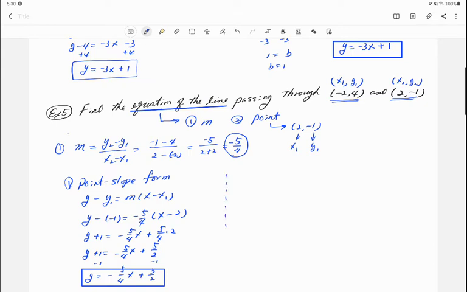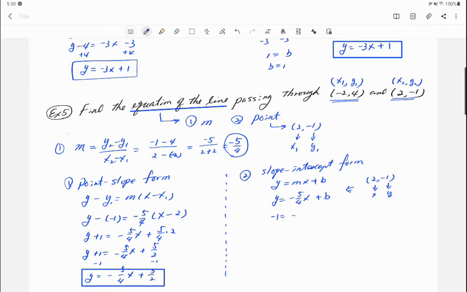All right. Okay, let's try another one. We can use any formula. So let's use slope intercept form this time. Then the form is y equals mx plus b. I'm doing the same thing. The slope is what? Negative 5 over 4 x plus b. And in this case, we're going to use the point 2 and negative 1, right? So x will be 2, y will be negative 1. So replace this y with negative 1, and then x with 2.